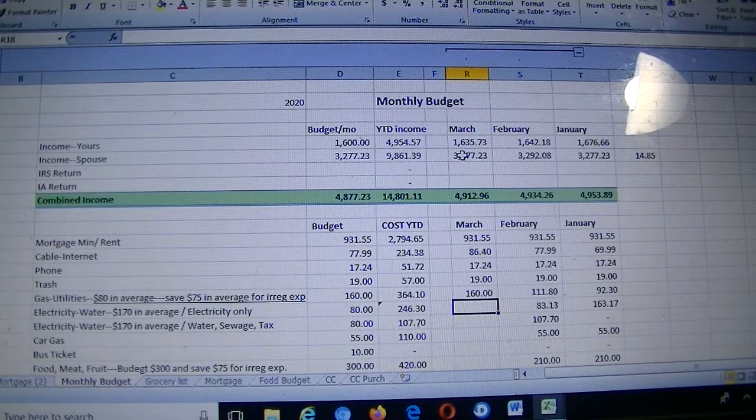I think my husband got the numbers already. Electricity is going to be 73.05, and water is going to be 92.64. We are going to have the car gas budget at 55. Bus ticket, I'm not going to put anything there, and the food is going to be 210.